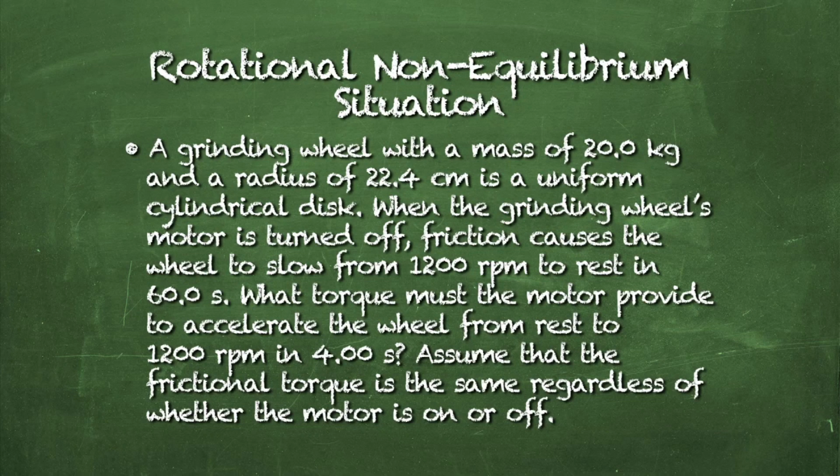So what we have here is a 3 time point situation. We start off with the wheel rotating at 1200 RPM, and then it slows to a stop, from which we can calculate the frictional torque. But then it's accelerated back up to 1200 RPM, and we can calculate the torque that the motor must provide in opposition to the frictional torque to cause that acceleration. So please diagram the situation and see if you can answer the question.